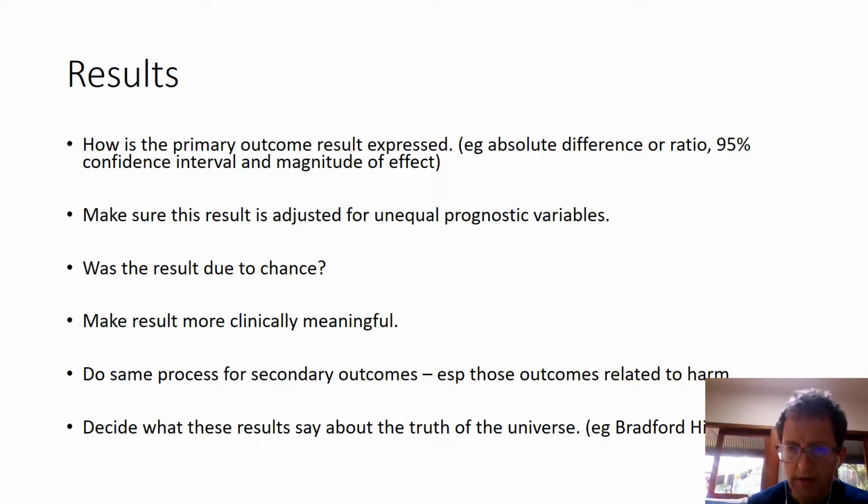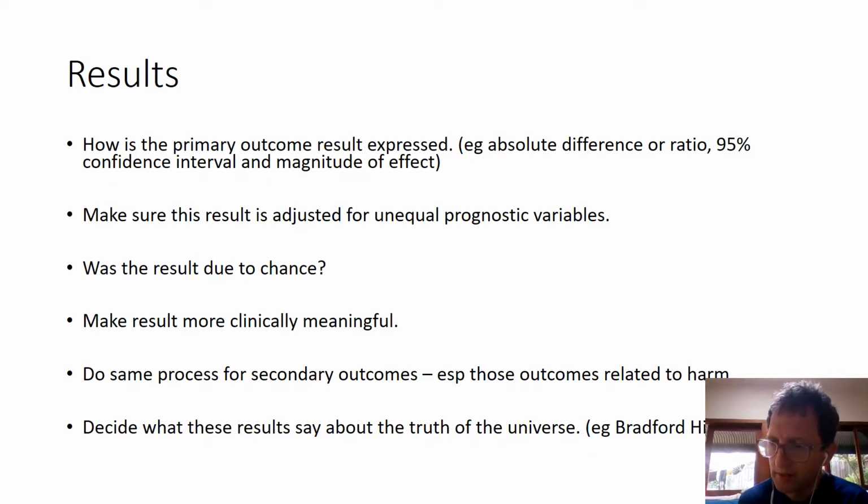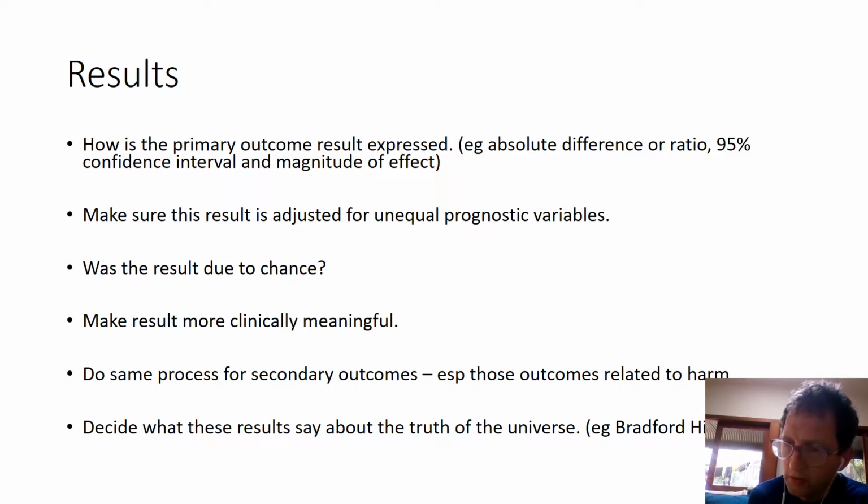And then I decide a more philosophical question of, what do these results say about the truth of the universe? A paper may make a certain conclusion from its result, but there's this bigger process where you're thinking, well, what does all the literature say, and where does this fit in? And we'll go through that. The one we'll use is the Bradford-Hill criteria, which is very useful when you're looking at papers that look at causality, so particularly harm papers and therapy question papers, such as this.